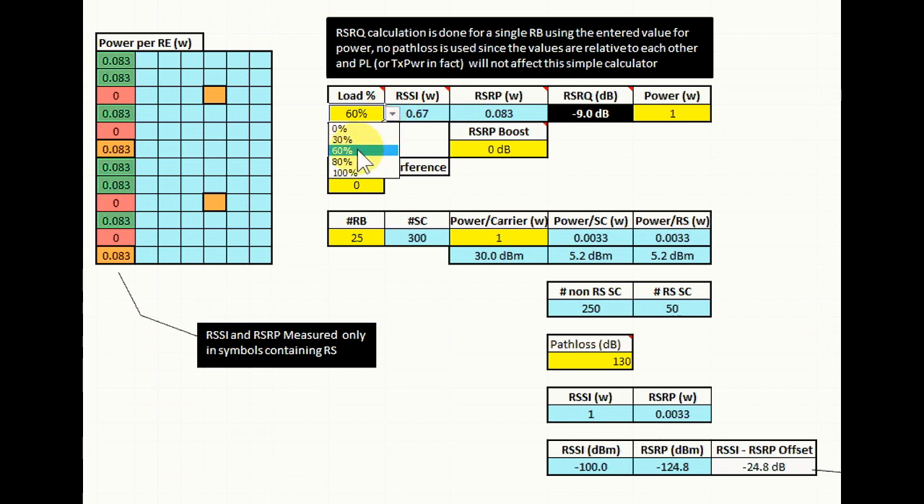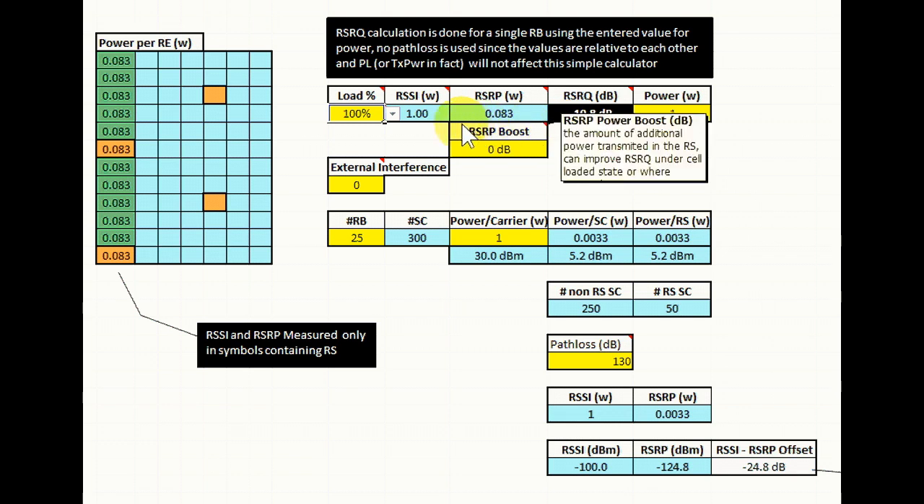Now I'll step quickly through to 100%. So now we're looking at a resource block which is 100% loaded, and again it makes sense that if we're transmitting 1 watt across the entire resource block and we measure the RSSI here, then we will measure the total amount of power present across those 12 symbols, therefore the total must be 1 watt. The RSRP power still hasn't changed, it's still 0.083 of a watt because it's the average power measured across those 2 orange symbols over here, and the resulting RSRQ in this case is minus 10.8.